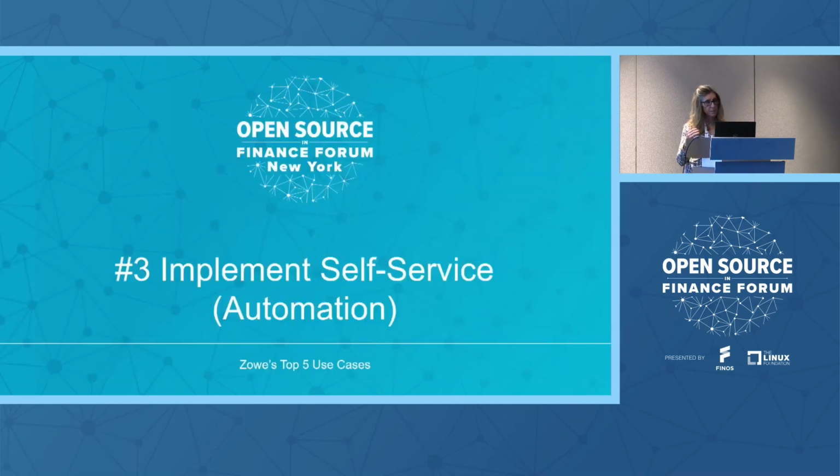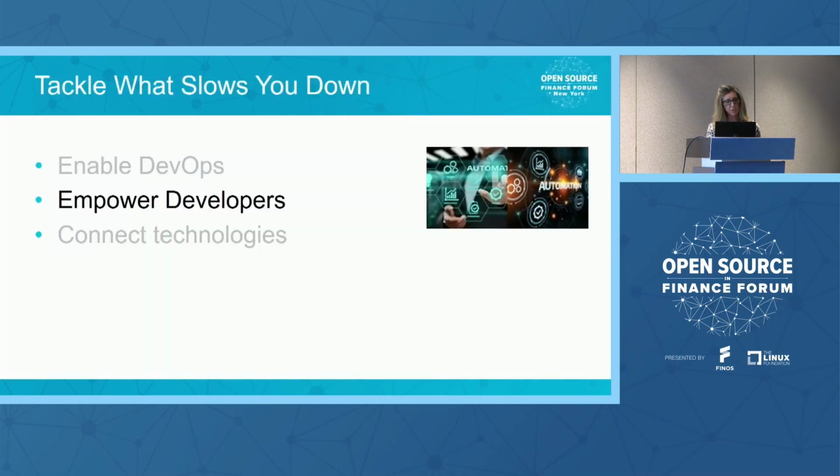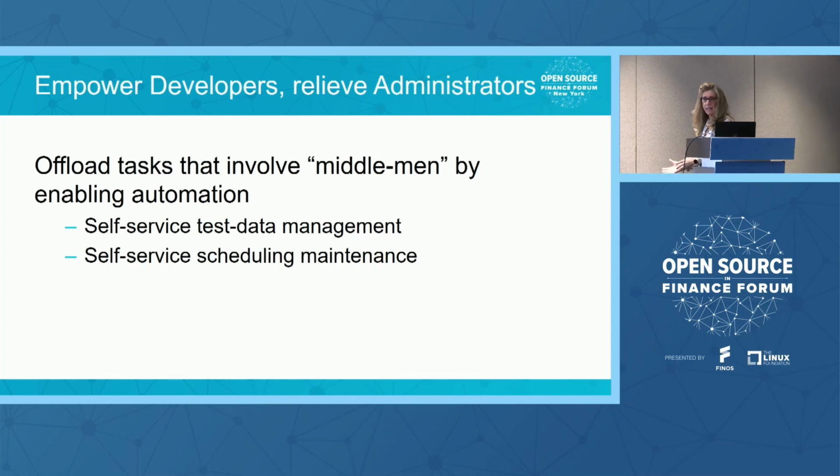Number 3, same theme, automation. We're talking about self-service here, specifically by empowering developers. And when you empower developers, on the other side of that coin, you're taking a load off of your administrators, typically. Meaning, don't allow your DBAs or your scheduling administrators or your source code administrators to do work that's so mundane and so repetitive that it could be automated. Automated with control. So the thought process here is to consider offloading tasks that involve those administrators by enabling automation with guidelines. The first several that we see happening with our clients are self-service test data management and self-service scheduling maintenance.